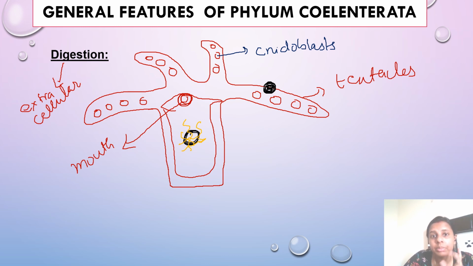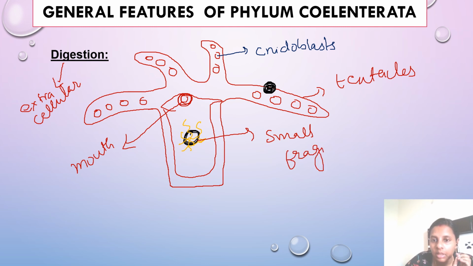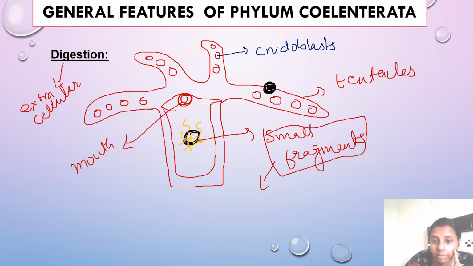Now, this results in the breakdown of the food into small fragments. Now, it is engulfed by the body cells. These small fragments will be engulfed by the body cells. Different cells of the body will engulf it.